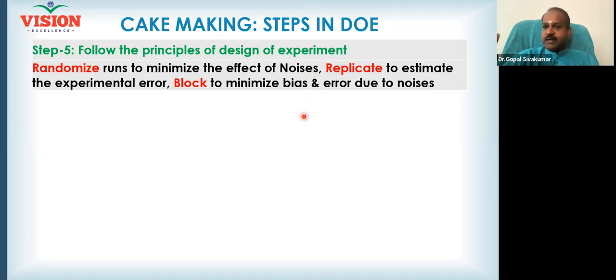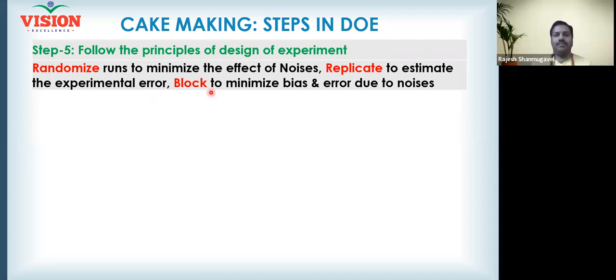And how many you have to make totally? 100. So you have to continue your study for the next 5 days. Do you understand? And every single day you are making 20 cakes. Whether you are making the cake in your kitchen or in your restaurant, your experiments will continue for 5 days. This is called blocking. Every single day is a block.